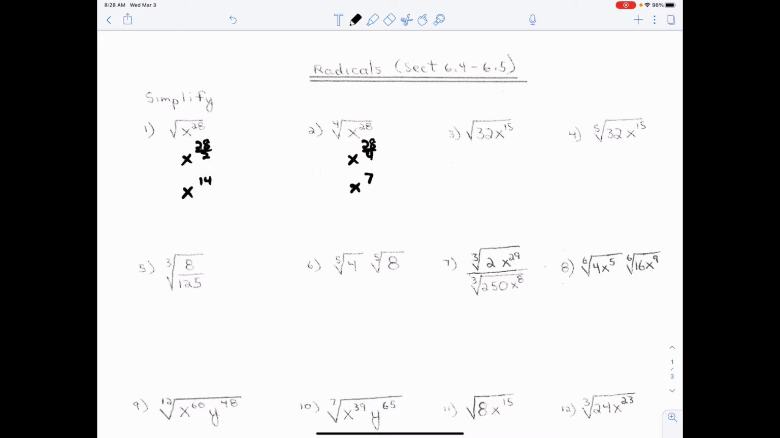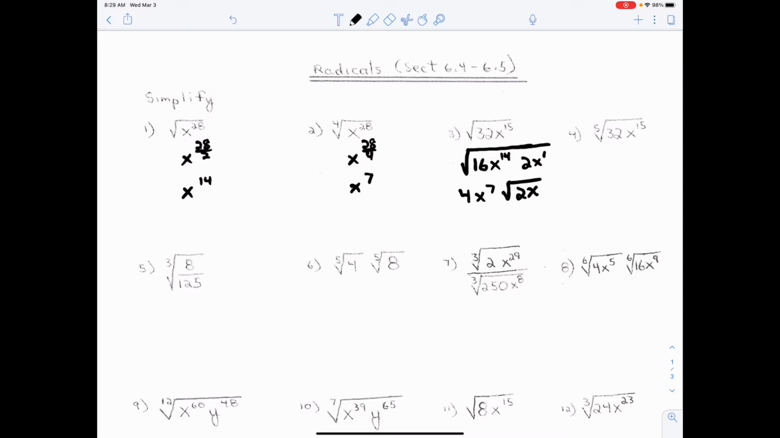Now, in this case, a square root, we have to separate it because you can't take the square root of the 32 or the x to the 15th. So we have to separate this into things we can take the square root of and things we can't. So for the 32, we can take the square root of 16 with a 2 left over. And the x to the 15th, we can take the square root of x to the 14th with an x to the 1st left over. So the square root of 16 is 4. The square root of x to the 14th is x to the 7th. And then with the square root of 2x left over.